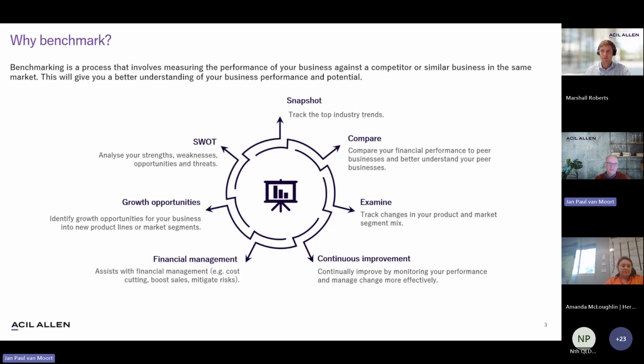Okay, so just to remind us what this project's really about, first of all, it allows you to benchmark your business, but also to use it for many different things. It's a great snapshot to just track where the industry is trending, to keep your eye on the ball. You can compare yourself against peer businesses based upon revenue size. You can really get in there and do time series analysis on how your product and market segment is changing. You can use it for continuous improvement, looking at the financial operations of your business, identify growth opportunities, or pull it all together into a SWOT or some other technique you might use to improve your business.